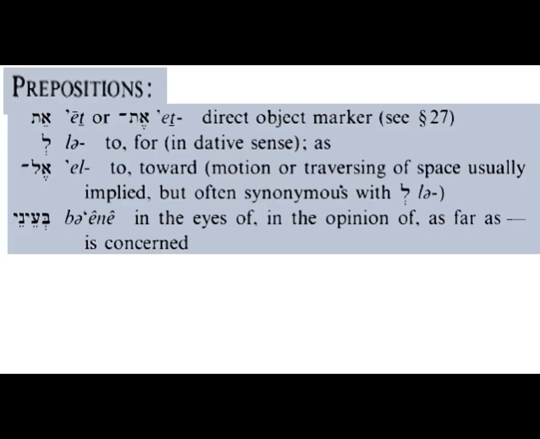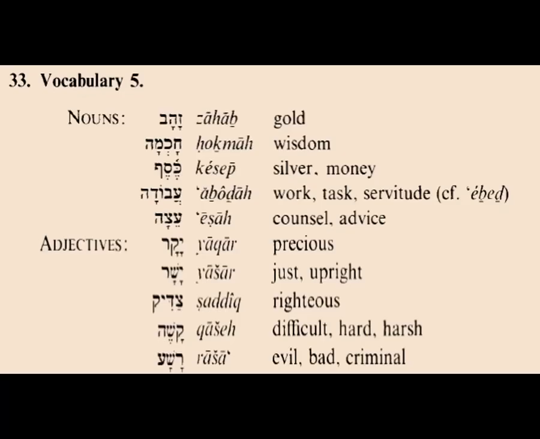Preposition: we have et, before the direct object marker, before a direct object, something that's directly being passed on or done something to. La means to, or for, or as. And el means to or toward motion, but sometimes it's the same as la. And baene means in the eyes of, or in the opinions of, or as far as so-and-so is concerned.